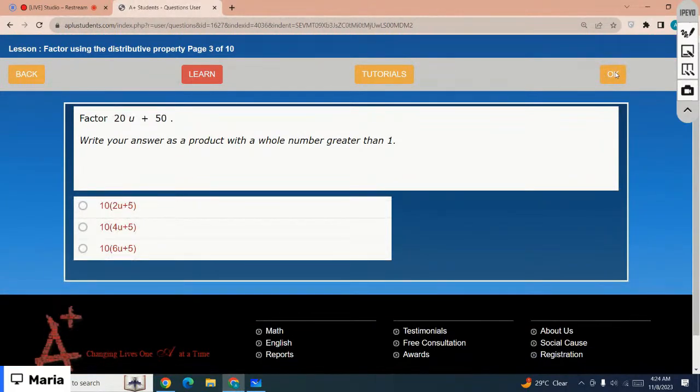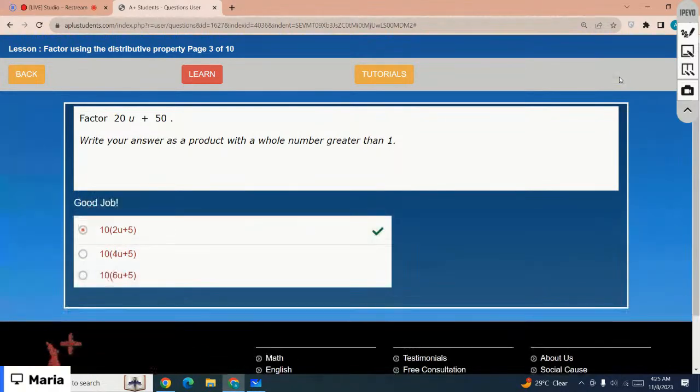Okay, factor 20u plus 50, which is the correct option? You can take common 10. So that would be option number 1 is the correct option, right? The correct option is option number 1. You can take common 10 and you are left with 2u plus 5. Option number 1 is the correct option, right?